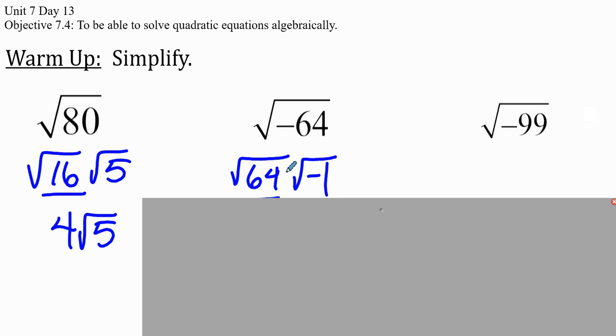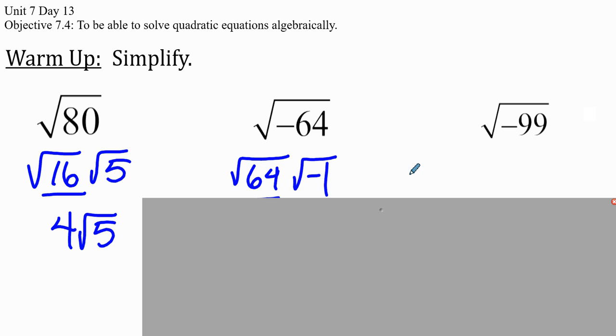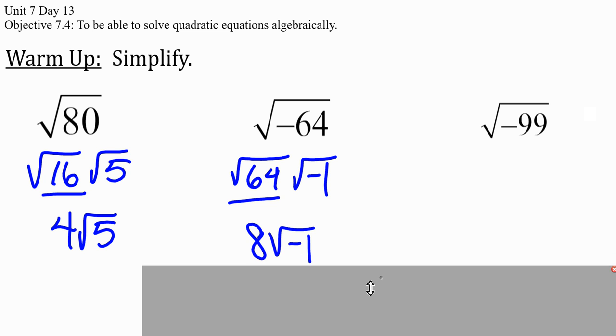We would look then at that square root of 64 and say, is that a perfect square, or does it have any perfect square factors? Again, you can go back to your table if you want and look. 64 is a perfect square. So again, if that's the area of the square, what's the side length? That would be 8. Now, we also discovered that the square root of negative 1 is a special meaning of mathematics. That is the value represented by i.